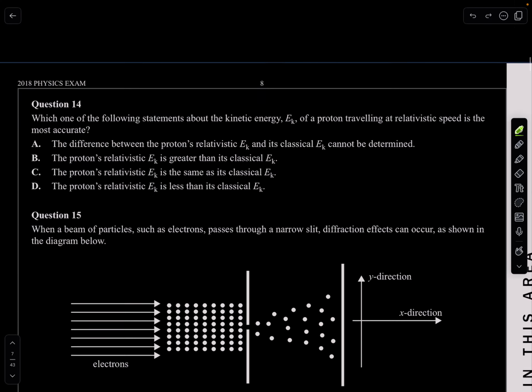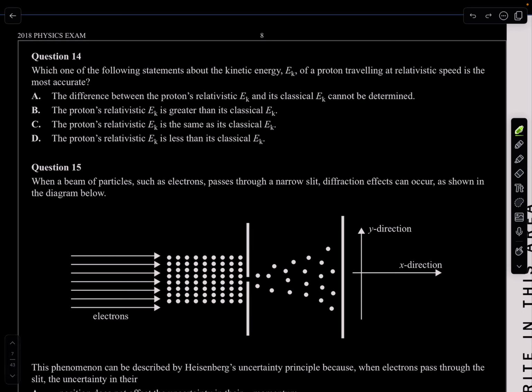So yeah. Question 14. Which of the following statements about the kinetic energy of a proton traveling at relativistic speed is the most accurate? The difference between the proton's relativistic kinetic energy and its classical cannot be determined. The proton's relativistic kinetic energy is greater than its classical.